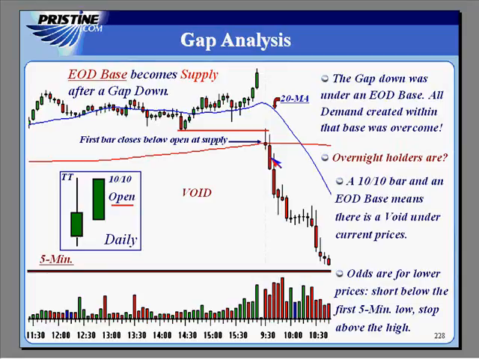So the first 5-minute bar is a topping tail bar, closes below its opening price. So we short it under the low. There's a void below. And then let it do its thing. See what happens from there.